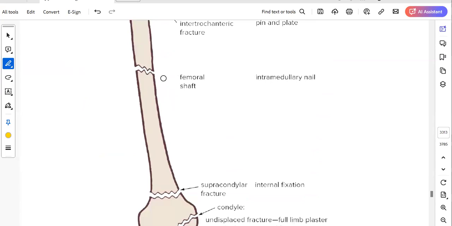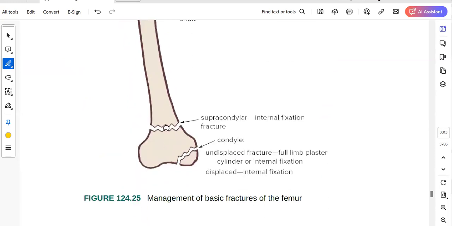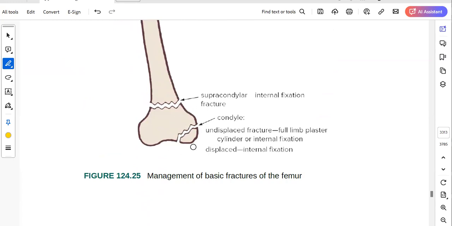And the other fracture you can see, femoral shaft fracture, will need an intramedullary nail. So you need to put a nail in here for shaft fracture. Supracondylar fracture of the femur needs internal fixation. And condylar fracture, if it is an undisplaced condylar fracture, needs plaster. If it is displaced, it needs internal fixation and then a plaster. Okay, so that's the usual management.